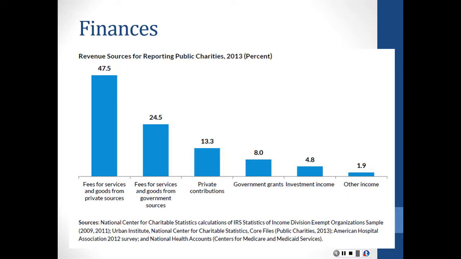The second category, we can see fees for services from government sources. Later I'll talk about privatization. This is the idea that the government is paying nonprofit charities or for-profit organizations to provide certain services. So money from the government to cover services is a separate category. Private contributions include fundraising, and any special events where they get individual donations would be comprised of private contributions. So these are general funding sources for nonprofits.